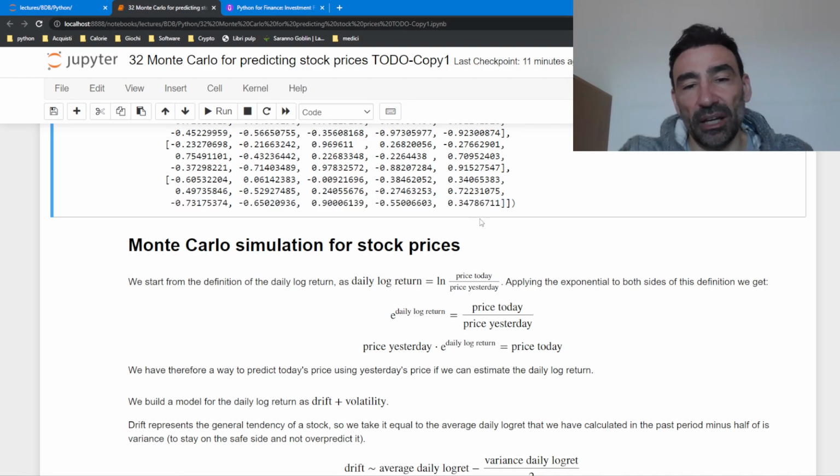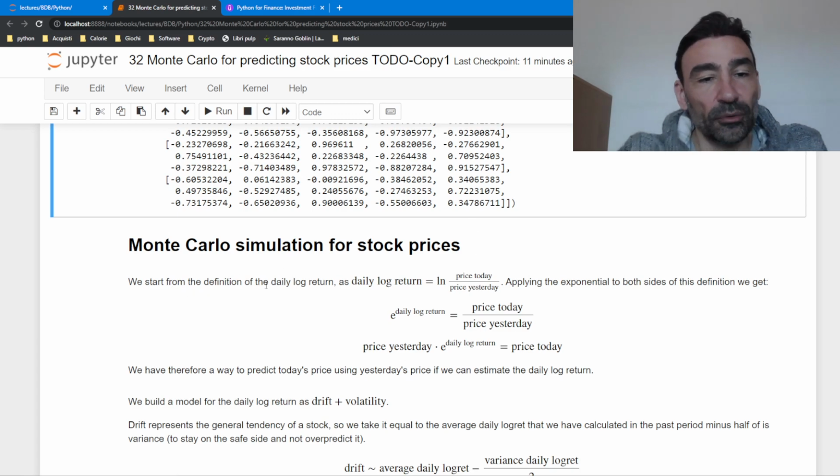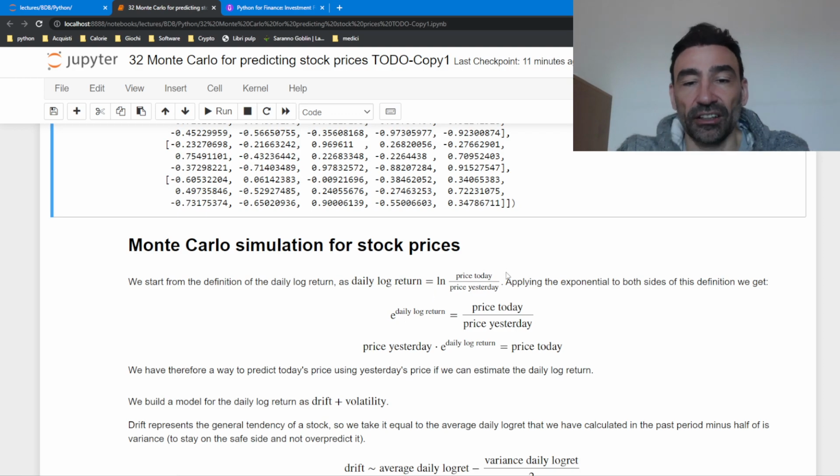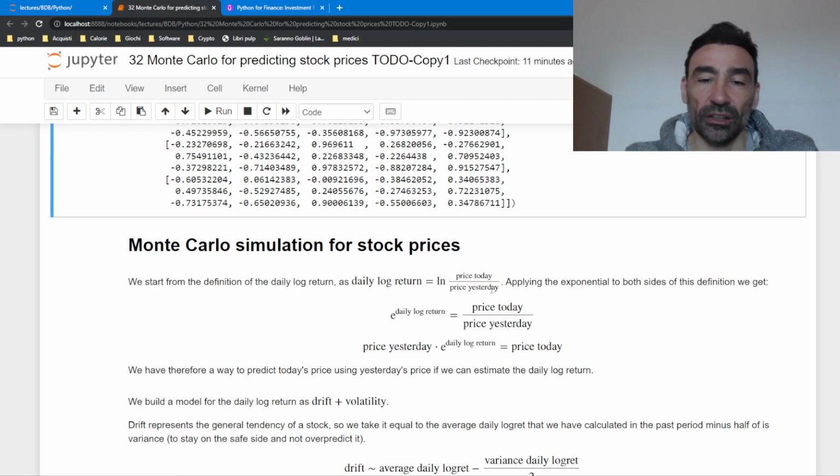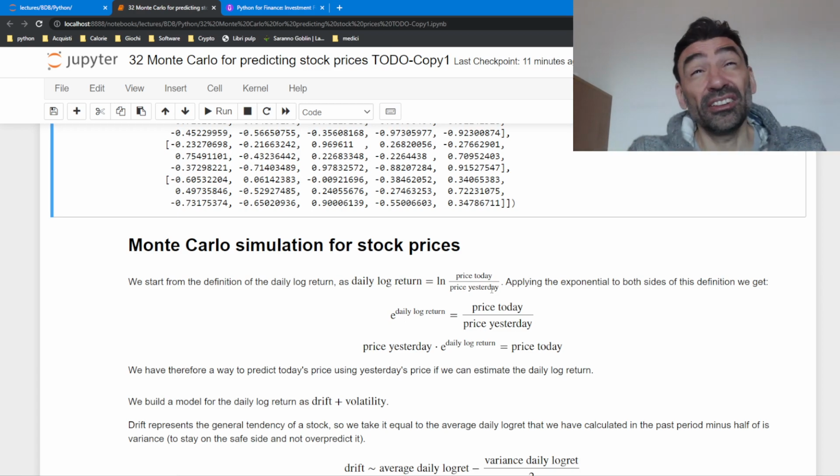Okay, I imagine you have never seen what a Monte Carlo simulation is. Let's go slowly. I wrote everything, so you can just read. We start from the definition of daily log return. Pay attention, it's the log return. The daily log return is, by definition, the natural logarithm of the price of today divided by the price of yesterday. I remind you that this is exactly equivalent to the logarithm of the price of today minus the logarithm of the price of yesterday, because it's one of the features of logarithms, which you should have studied in the third year of high school, according to Italian high school programs.